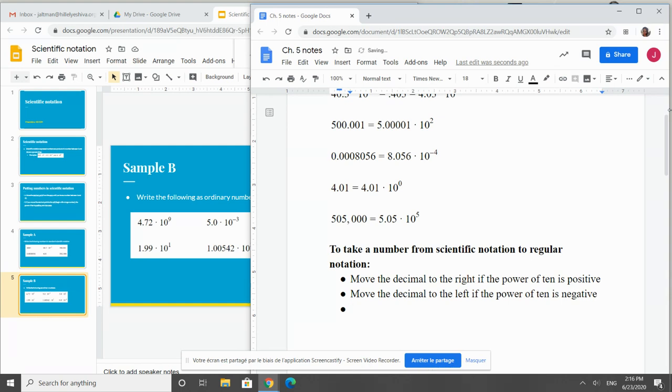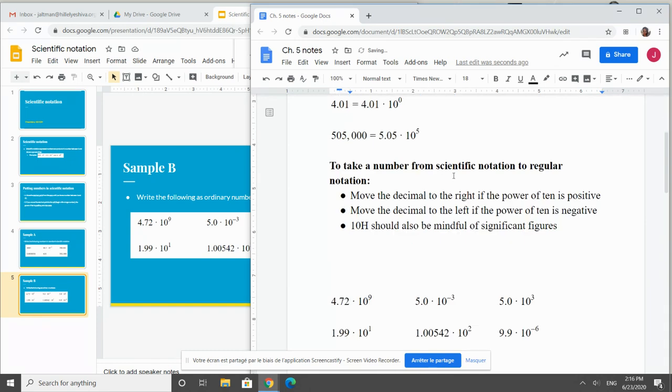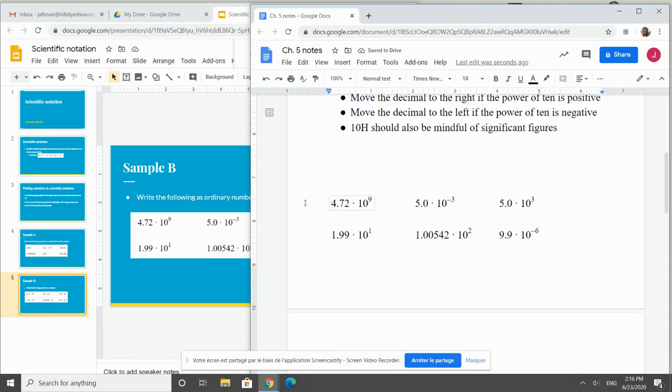If you are watching this video and you haven't learned about significant figures yet, do not yet worry about this. 10H students should also be mindful of significant figures. Again, some of you might not have learned about those yet if you're watching this video at the beginning of the year.